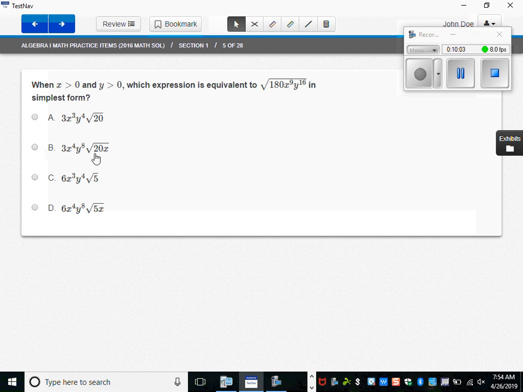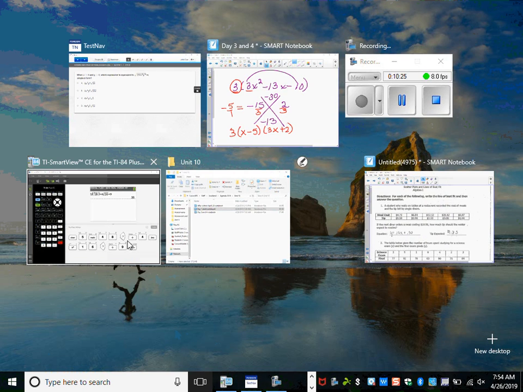However, you should know it can't be this because 20 has a perfect square in it of 4. It's not in simplest form. So I just actually eliminated all of these answers except for D. But I'm still going to check with my calculator to make sure that this 180 comes out to be 6 and 5. Okay, so let's go to your calculator.